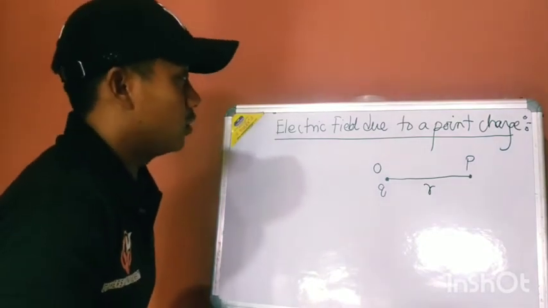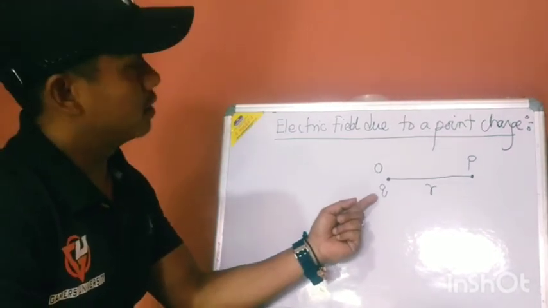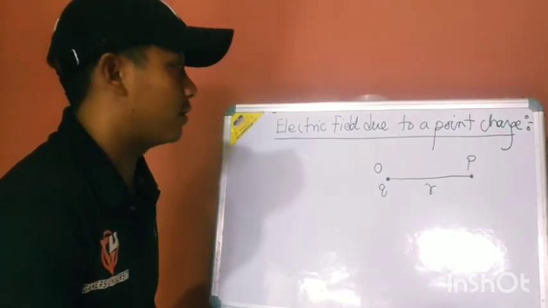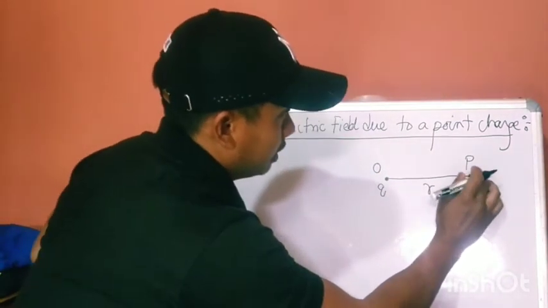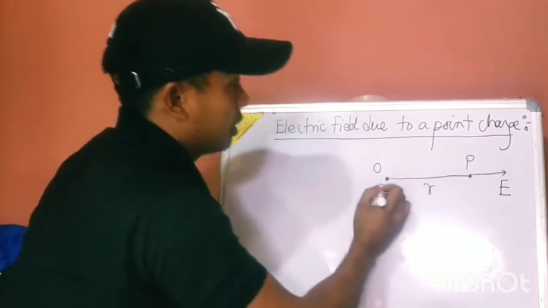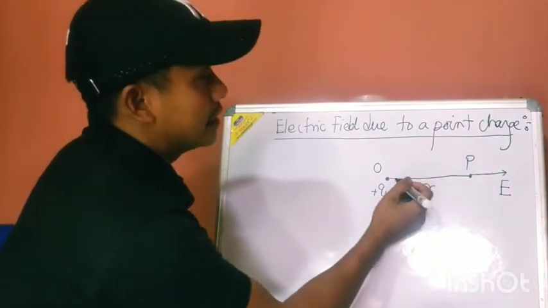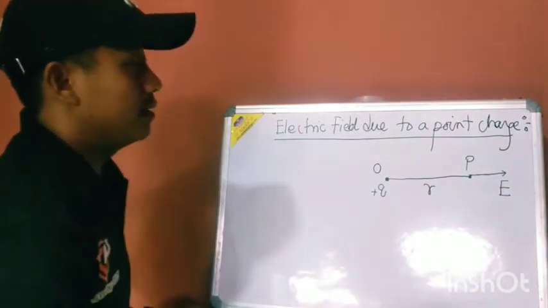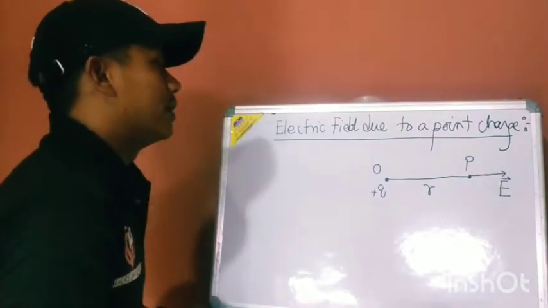Then, as you know, the source of electric field is nothing but a point charge. A point charge is a source of electric field. I suppose you remember the definition of electric field. Then you are going to find the electric field at this point P. If it is a positive charge, then by the property of electric field, the field line should start from the positive charge and be directed towards the right side. So this is the direction of the electric field intensity at point P.